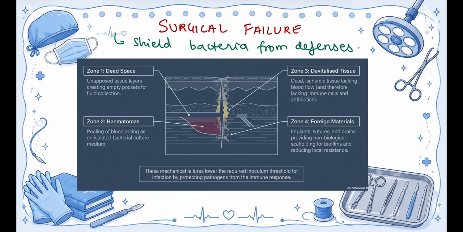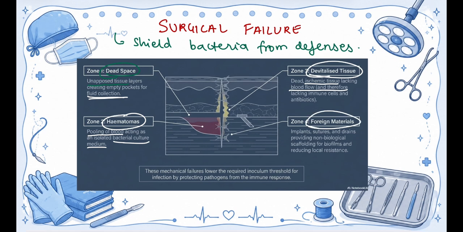Poor surgical technique inadvertently provides physical shields. These shields protect bacteria from circulating immune cells. Unopposed tissue layers create dead space for fluid to accumulate. Pooled blood forms hematomas. These act as perfect bacterial culture mediums. Devitalized ischemic tissue lacks blood flow entirely. Foreign materials like surgical sutures provide non-biological scaffolding for biofilms to grow. All these technical failures drastically lower the inoculum threshold required for an infection to take hold.